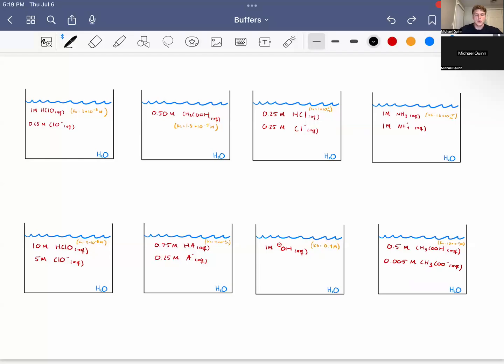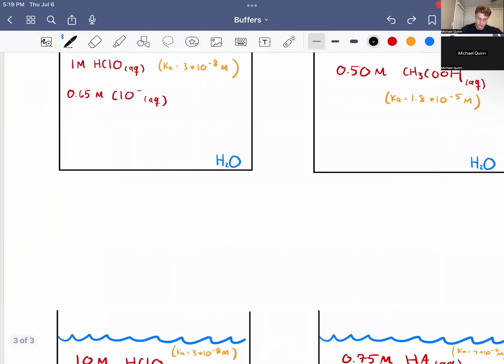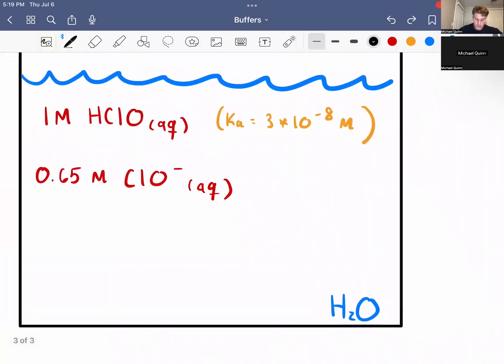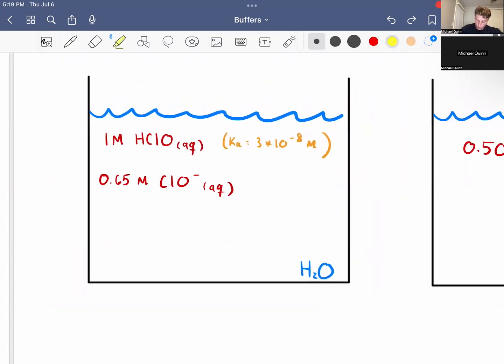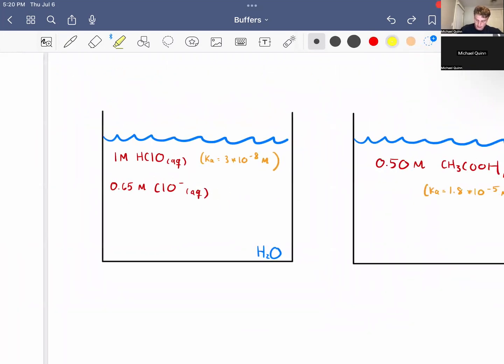In this video, I'm going to be examining each one of these beakers to identify whether it meets the requirements for a buffer. So, in this first beaker, we have 1 molar of HClO and 0.65 molar of ClO minus. The Ka for HClO is 3 times 10 to the negative 8.